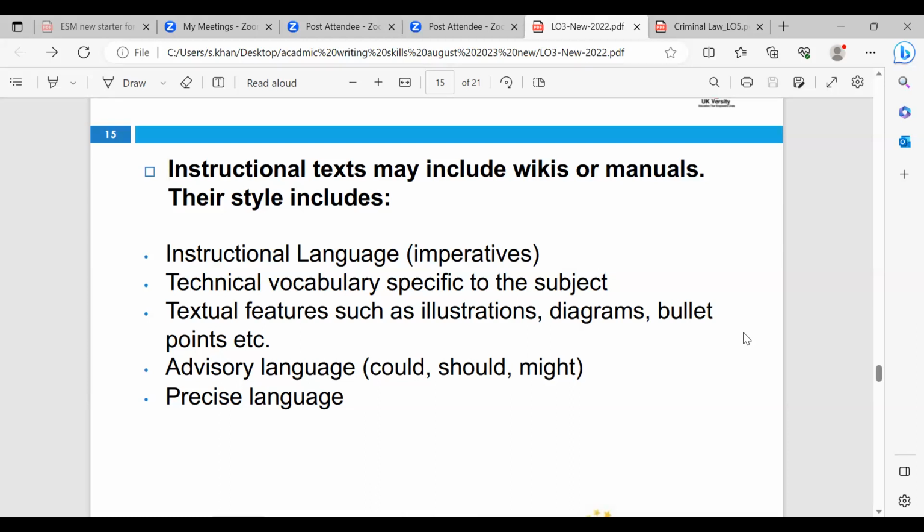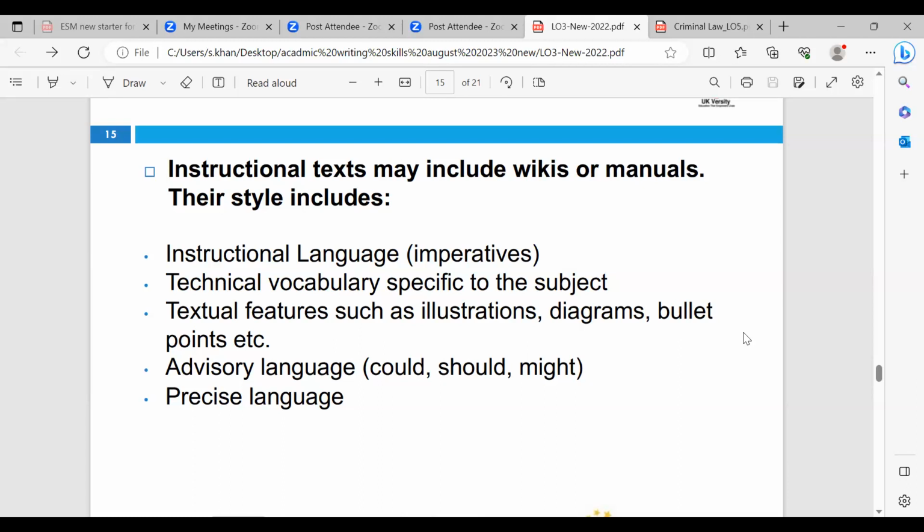Also, if you buy a board game, it gives you instructions, doesn't it? If you buy Monopoly, do you all know what Monopoly is? Any board game you buy will give you instructions. If you get a recipe book, does that give you instructions? Yes, it tells you how to cook something in stages, okay? So instructional language is imperatives, technical vocabulary specific to the subject.